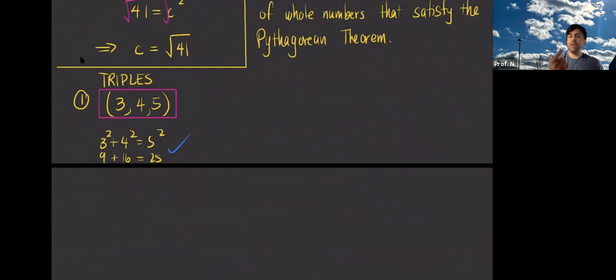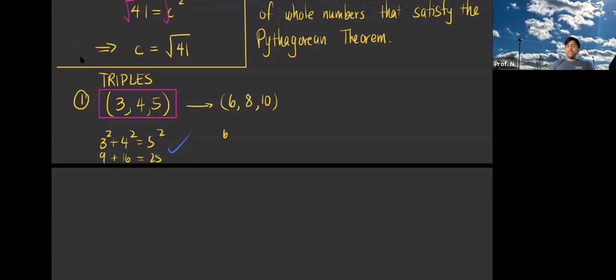Now, once you have one, you have an infinite number of Pythagorean triples. And how do you get the rest of them? So from here, multiply every number in 3, 4, 5, for example, by 2. So if I multiply every number by 2, what do I get? I get 6, 8, and 10.